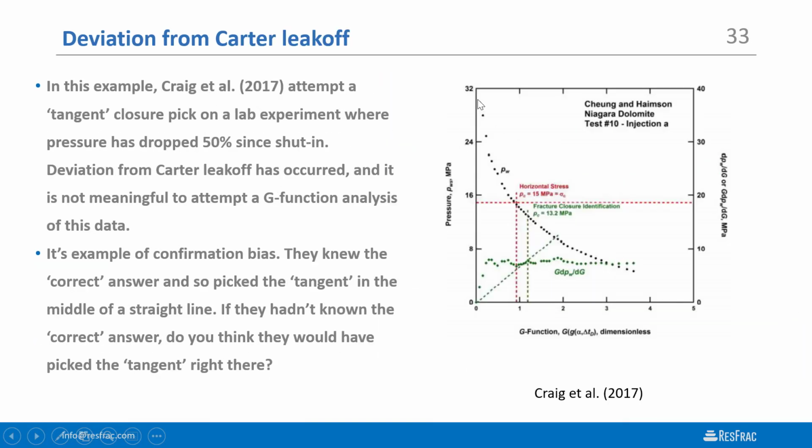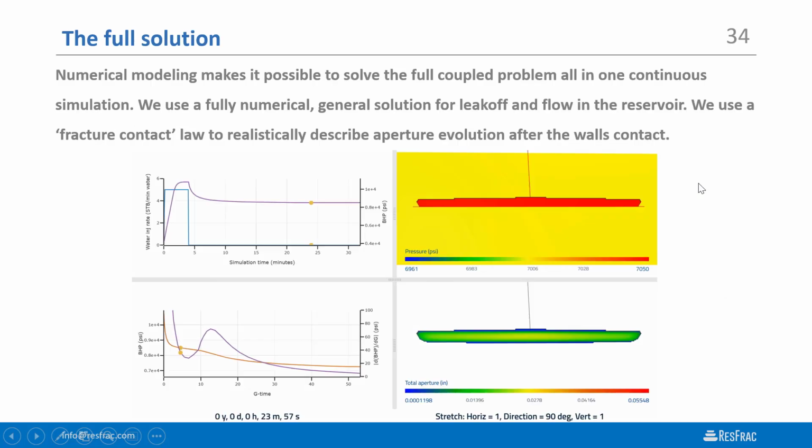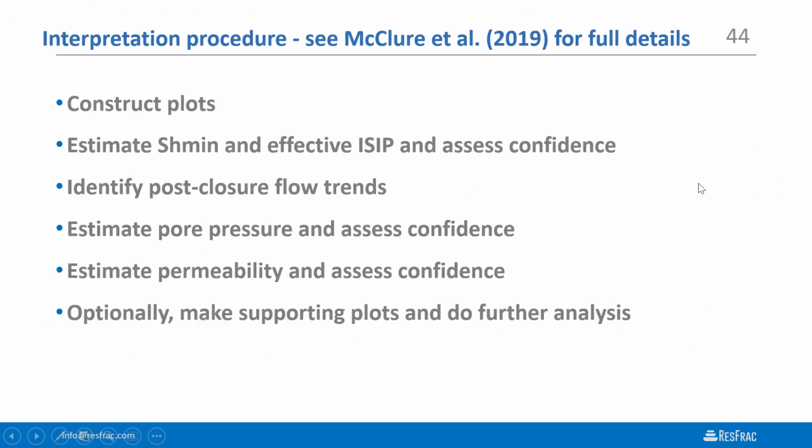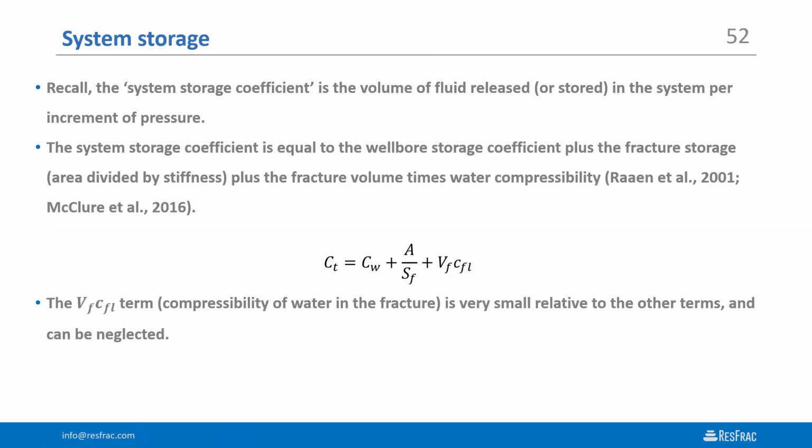So this paper here, because it's a laboratory experiment, it's a rather unusual situation. Pressure has dropped off dramatically by the time that the fracture is reaching Shmin, the normal stress on the fracture. And so there's a ton of deviation from Carter leakoff. So this is a situation where I said you can't use a G-function analysis. So what should you do? And here's the solution to that problem.